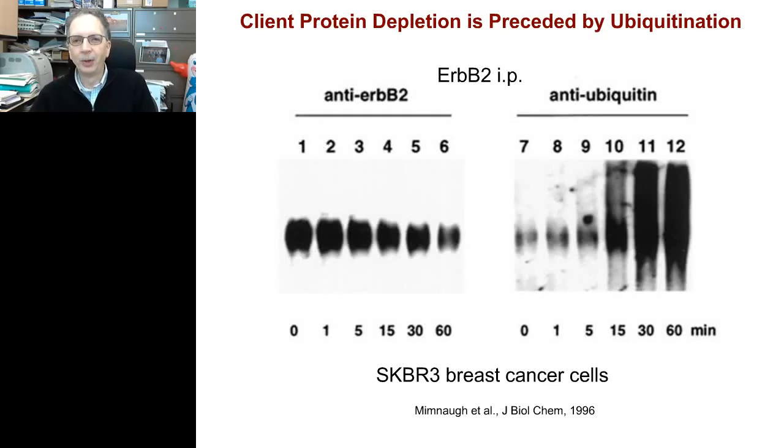Again, even though the loss of ERBB2 is so quick, it really depends on its ubiquitination, as shown in this slide from a paper we published in 1996. Within 15 minutes of drug treatment, the levels of ERBB2 protein shown on the left begin to decline, but this is accompanied by dramatically enhanced ubiquitination. If one were to include a proteasome inhibitor in this experiment, you would see that you would protect the client protein from degradation, although in many cases the client will become insoluble and precipitate out of the soluble fraction of the cell.